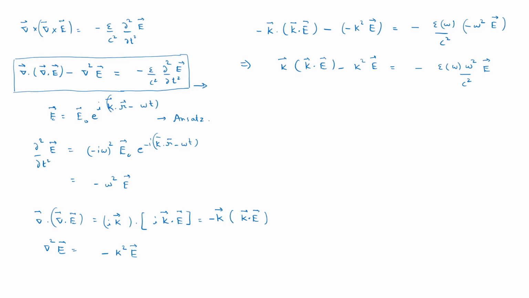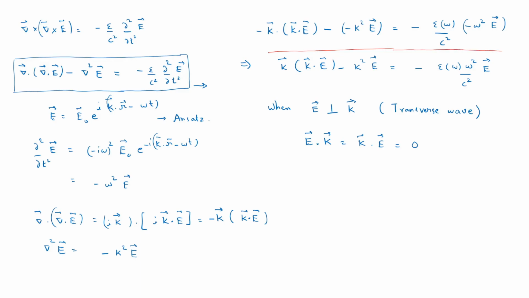Okay, now let us look at the condition when the electric field direction is perpendicular to the direction of propagation. This condition is called a transverse wave. So if the electric field is perpendicular to k, k dot E will be equal to 0. Now this leads us to this equation. From here what we are going to conclude is that the first term vanishes, so all we have is minus k square.